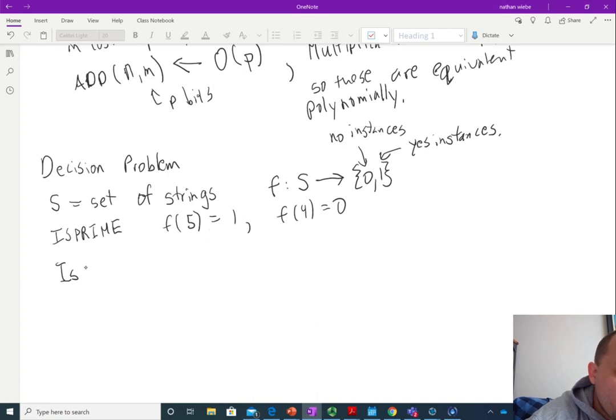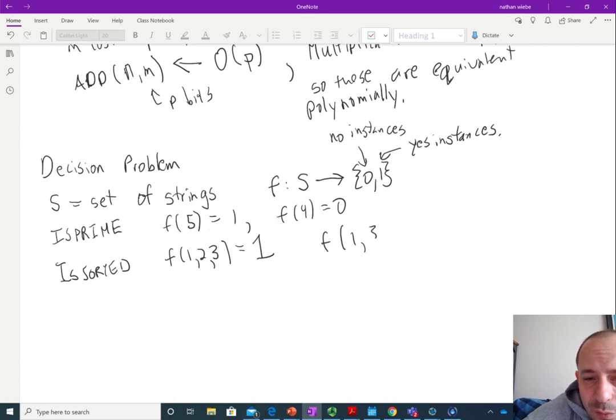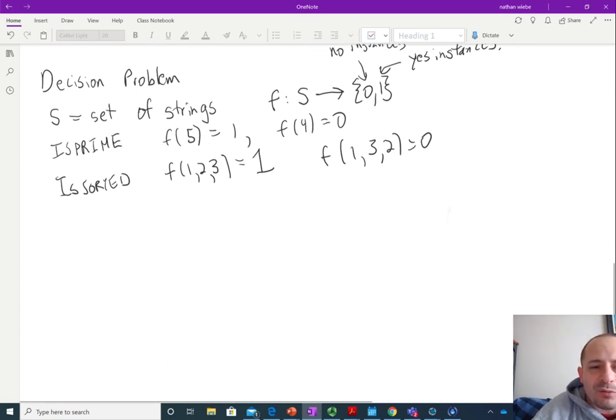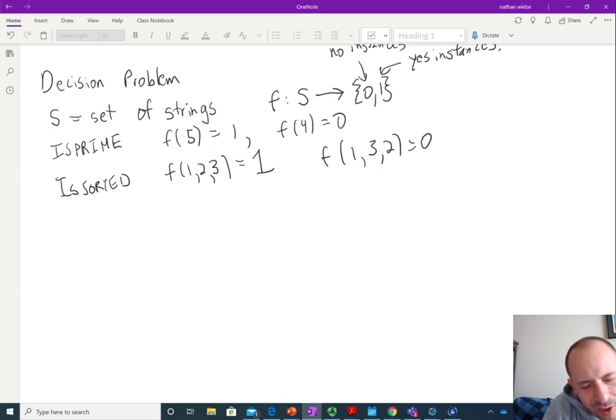Another example is is sorted. In this case, f of 1, 2, 3 equals 1, but f of 1, 3, 2 equals 0. So these are all examples of decision problems. Not all computational problems are decision problems, but most of the basic classes we're interested in in computational complexity theory boil down to decision problems. There are a number of important classes, and the way to see them is as big signposts that give you an idea, roughly speaking, of how hard particular classes of problems are.